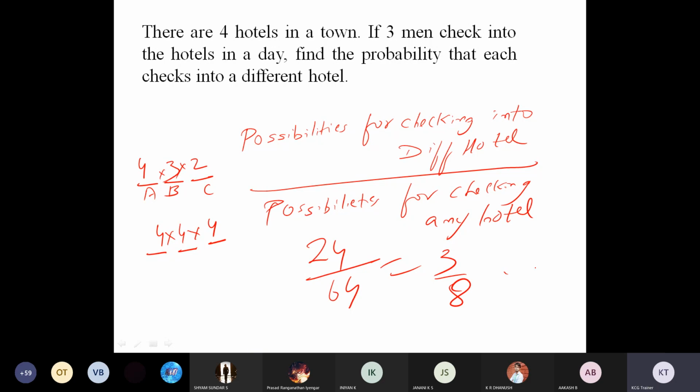In that case, the first person will select a hotel out of four, the second person also out of four, the third person out of four. That means this is a question where the numerator is without repetition, the denominator is with repetition. And remember that with repetition will always give you the highest value, but without repetition will always give you the lowest value. So the possibilities are 24 out of 64, which the probability is 3 by 8.